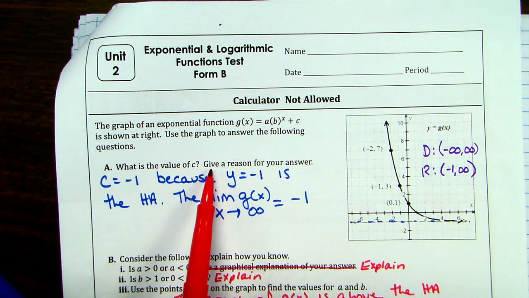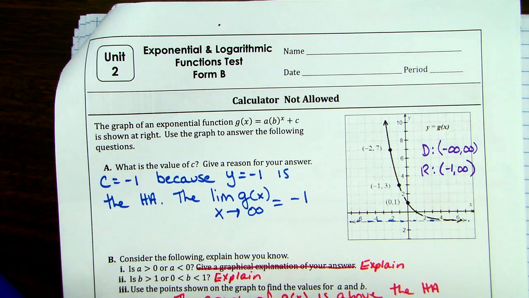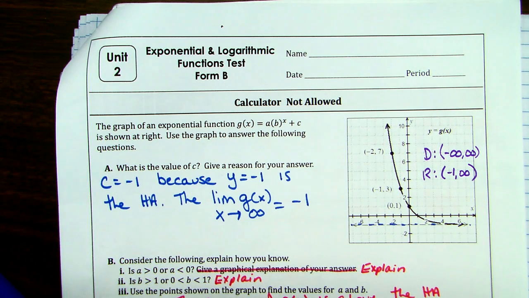Why, though? What is the reason? Because y equals negative 1 is the asymptote, the HA. The limit as we go to the right is negative 1. So anytime you don't get to travel without bounds, something stopping you, that is an asymptote.